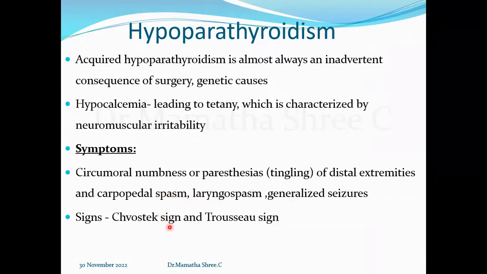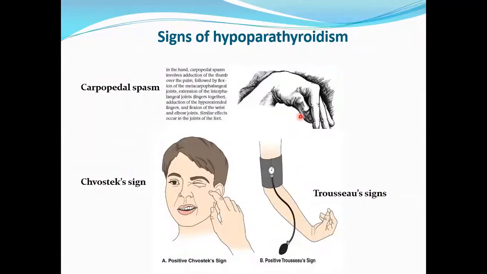The main important signs that we look for in hypoparathyroidism or hypocalcemia are Chvostek's sign and Trousseau's sign. This is what I told you about the carpopedal spasm. You can see that there is flexion in the initial stages of hypoparathyroidism or hypocalcemia. You will see flexion at the wrist joint, flexion at the metacarpophalangeal joints, and hyperextension at the interphalangeal joints. If hypocalcemia is untreated, then there can be flexion and extension of different joints all over the body.